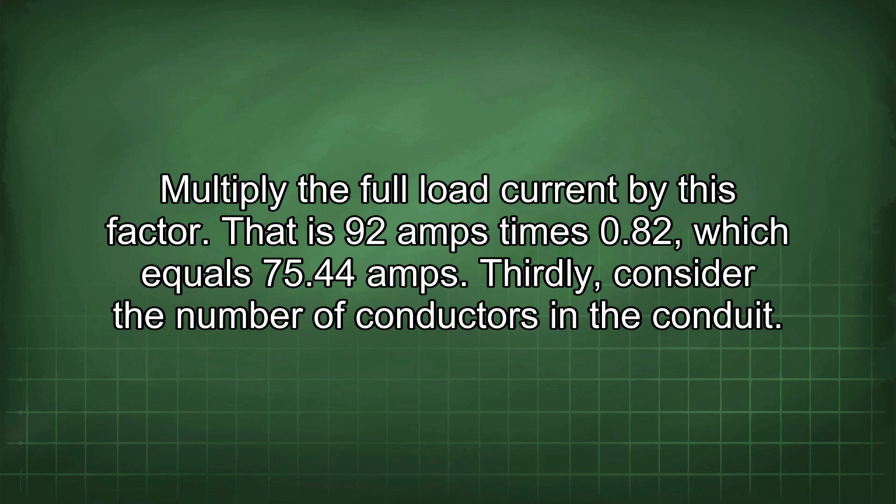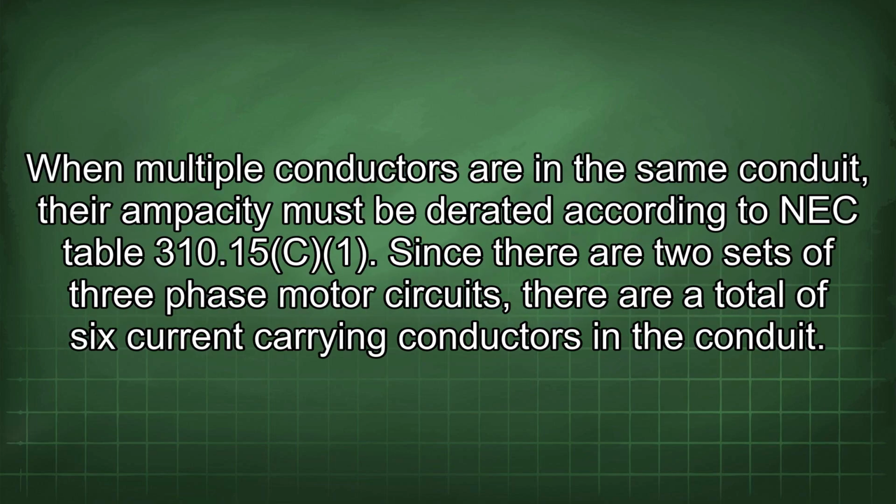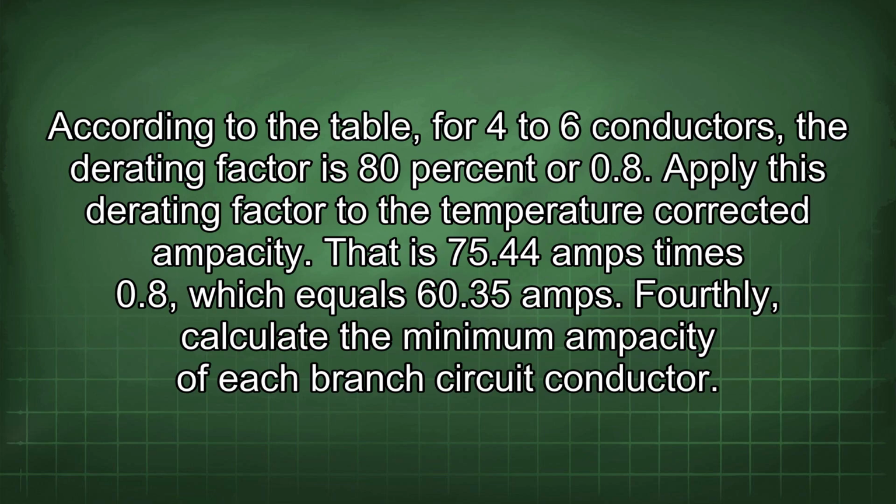Thirdly, consider the number of conductors in the conduit. When multiple conductors are in the same conduit, their ampacity must be derated according to NEC table 310.15. Since there are two sets of 3-phase motor circuits, there are a total of 6 current-carrying conductors in the conduit. According to the table, for 4 to 6 conductors, the derating factor is 80% or 0.8.